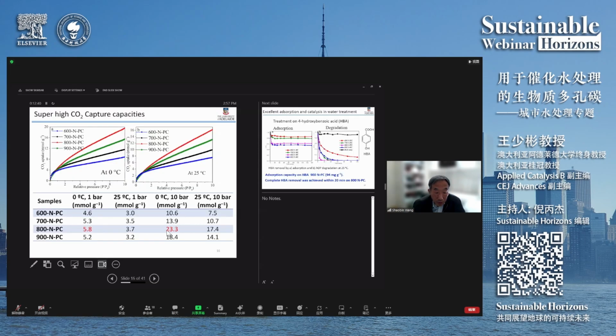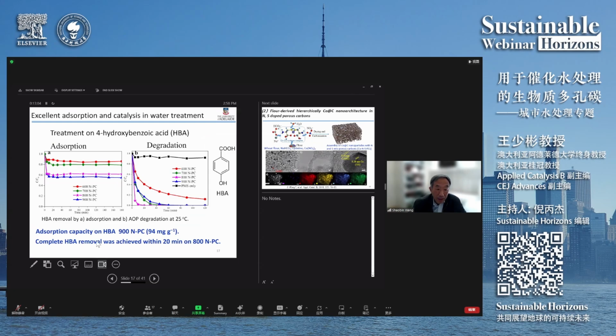Moreover, we can also look at the carbon dioxide absorption, and we can see that these materials give us very good CO2 absorption at 0 degrees and 1 bar, and also at 25 degrees and higher pressures. They basically give us very good absorption capacities. And we also look at water treatment in terms of absorption. We can also see that the fluoride porous carbon gives us very good absorption capacity.